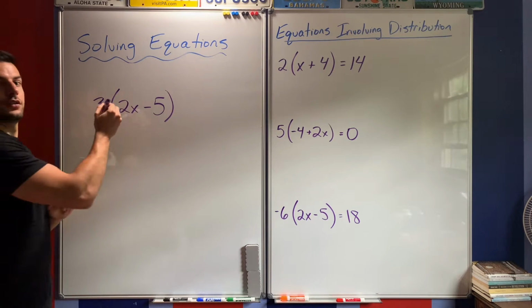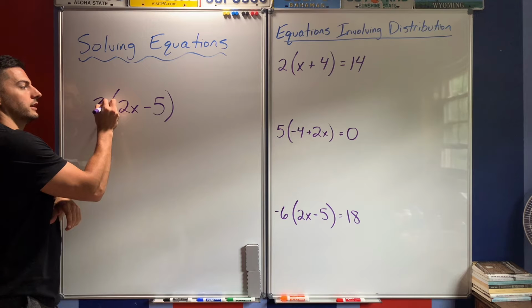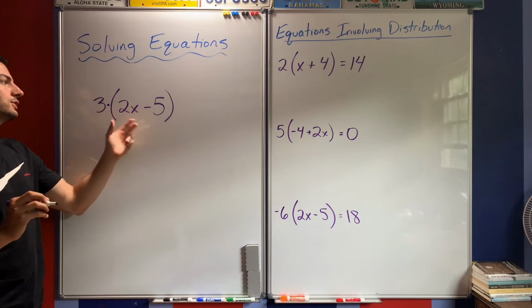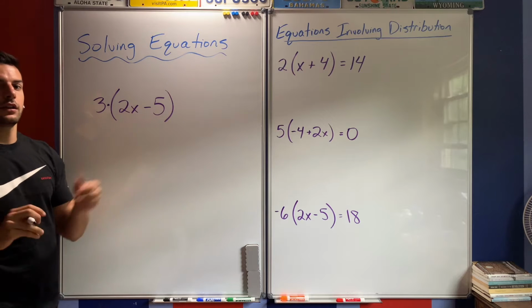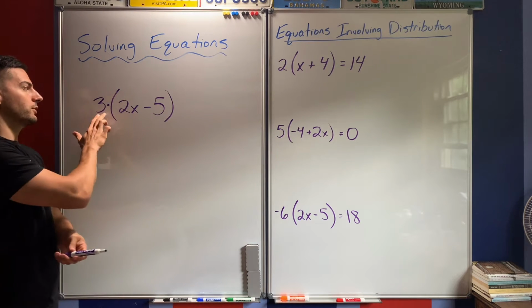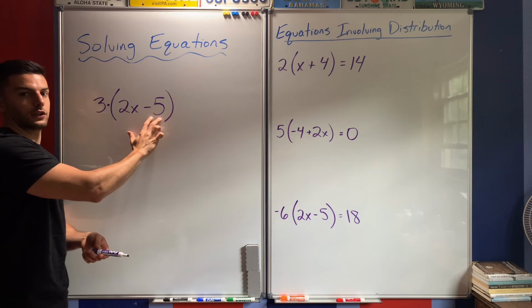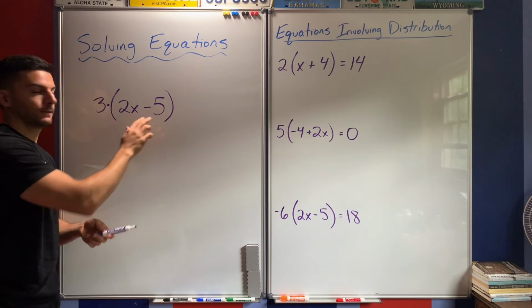Well, there is a little multiplication here that it's not showing. So this is actually saying 3 times this group. And this is what it means to distribute. It means we are going to multiply 3 times each of the terms in this group.